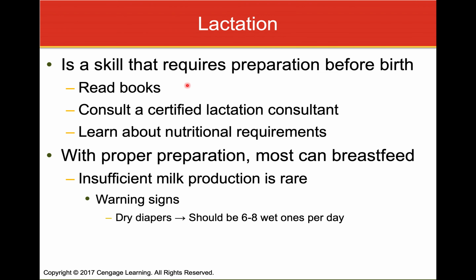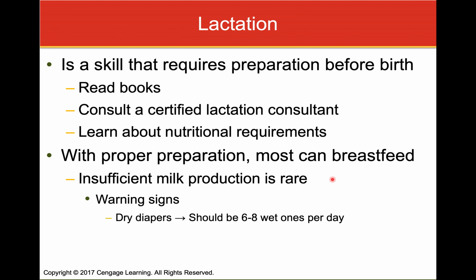All right, so that is it for the complications, and that brings us into lactation or milk production. Breastfeeding is a natural process, but it's not just something you do, it's something you learn. Lactation is a skill that requires preparation before birth. Mothers are advised to educate themselves by reading books. There are certified lactation consultants, which are professionals to assist in lactation. And then there are also specific nutrient recommendations for lactation, so it's important to learn about those as well.